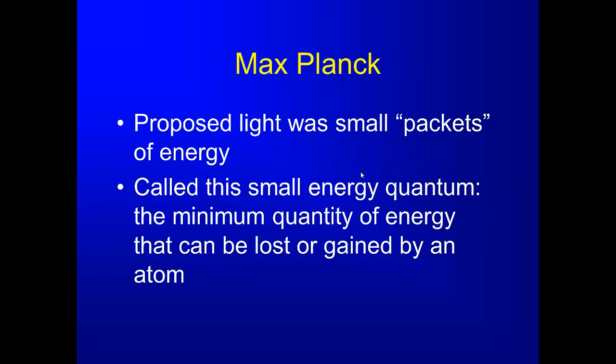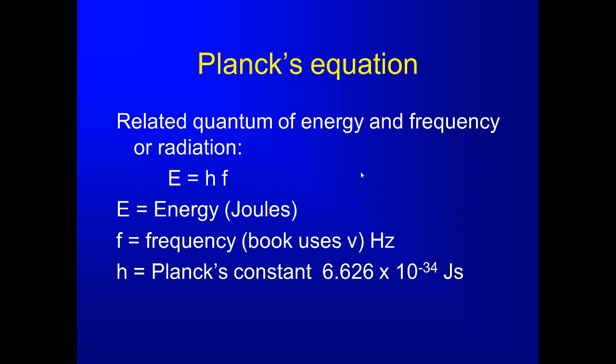Well, we have a little quantum of energy, and it was Max Planck who first proposed this. And so I just said, what is a quantum? Here's your definition of a quantum. It's just the minimum amount of energy that can be lost or gained by an atom. And a lot of times we call them little photons. And if you've ever heard science fiction, the photon gun, they're talking about shooting out little bits of energy. So then this means we have an equation we can use here, and it's called Planck's equation.